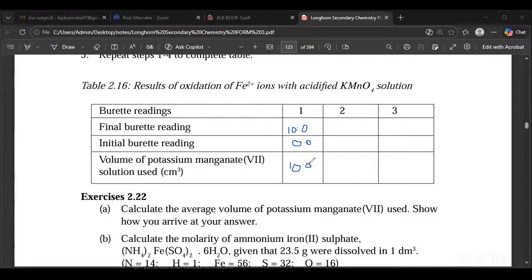So, lazima kuwe na decimal place. That is the accuracy of the burette. So, lazima uweke decimal place. That is number 1.